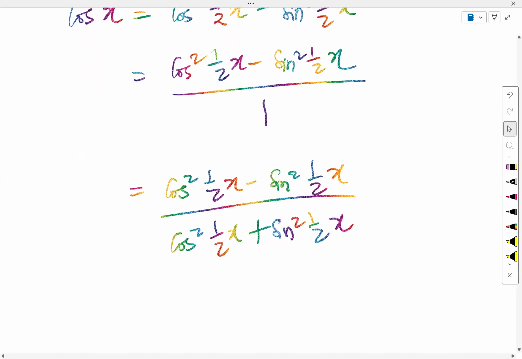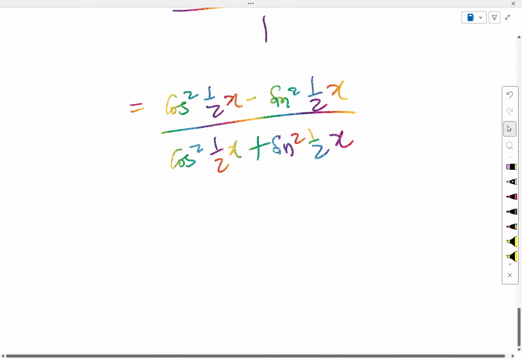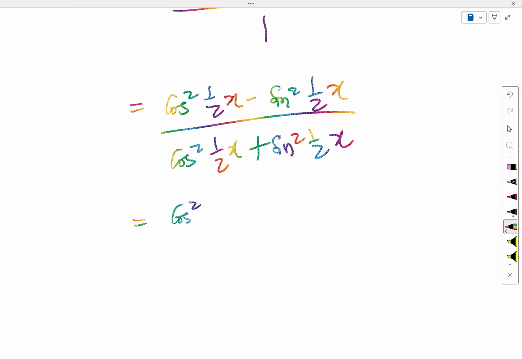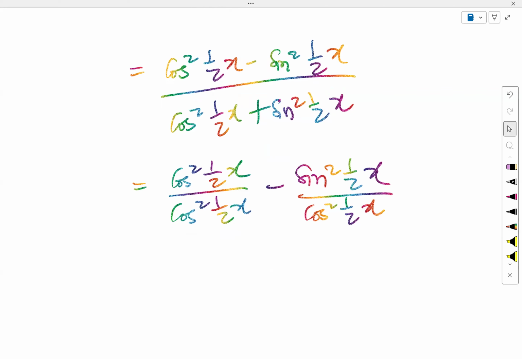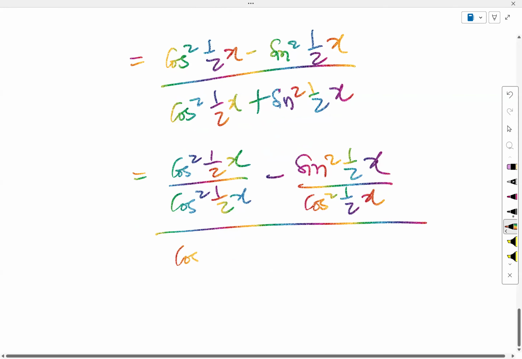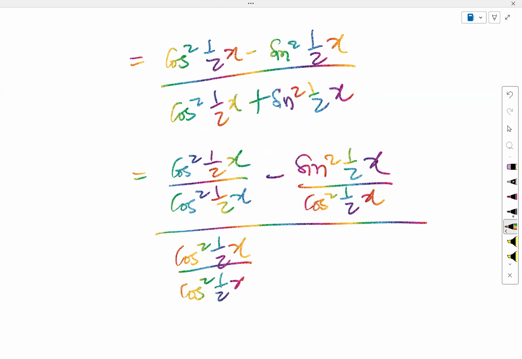Cos squared half x plus sine squared half x is still 1. So now we can divide through each term by cos squared half x. So we have cos squared half x divided by cos squared half x minus sine squared half x, all over cos squared half x. And all of this now over cos squared half x over cos squared half x, then plus sine squared half x over cos squared half x.